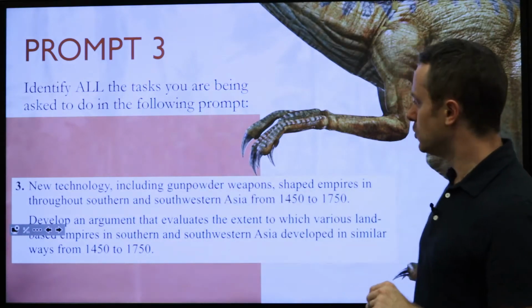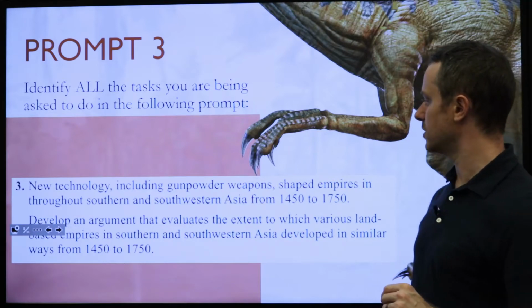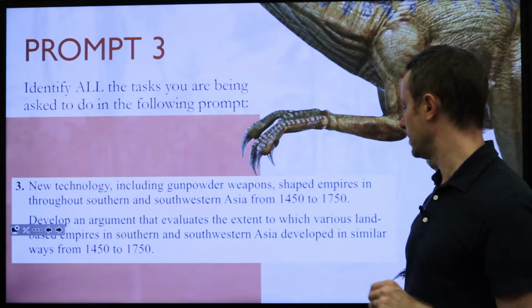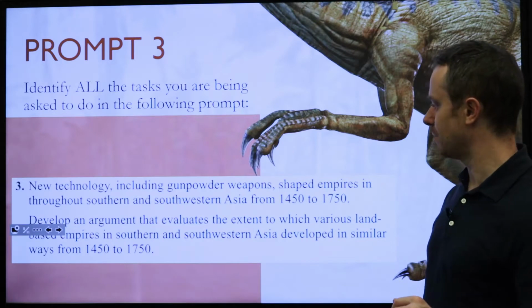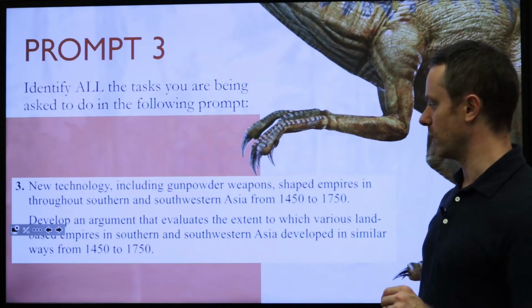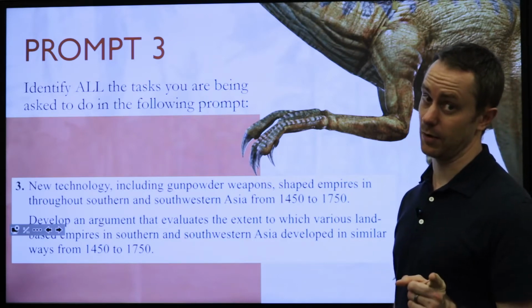So take a look. Let's look at this prompt, shall we? It says this: new technology, including gunpowder weapons, shaped empires throughout southern and southwestern Asia from 1450 to 1750. Develop an argument that evaluates the extent to which various land-based empires in southern and southwestern Asia developed in similar ways from 1450 to 1750. That sounds like an exciting prompt to write about.